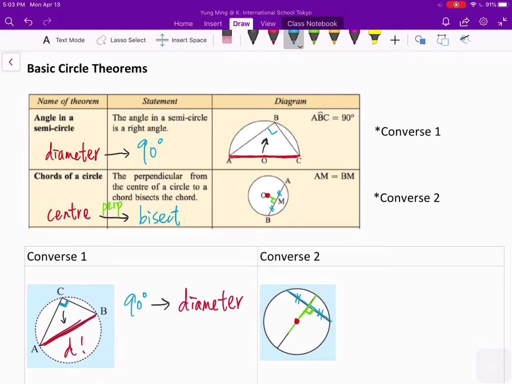So if you have a line that bisects a chord, and it not only bisects it, but bisects it perpendicularly, then you can be sure that this line actually passes through the center of the circle. So we can use that to locate the center in the future. This is also going to be very useful later. So that's it for these two theorems, and we're going to play with that for the next few examples.